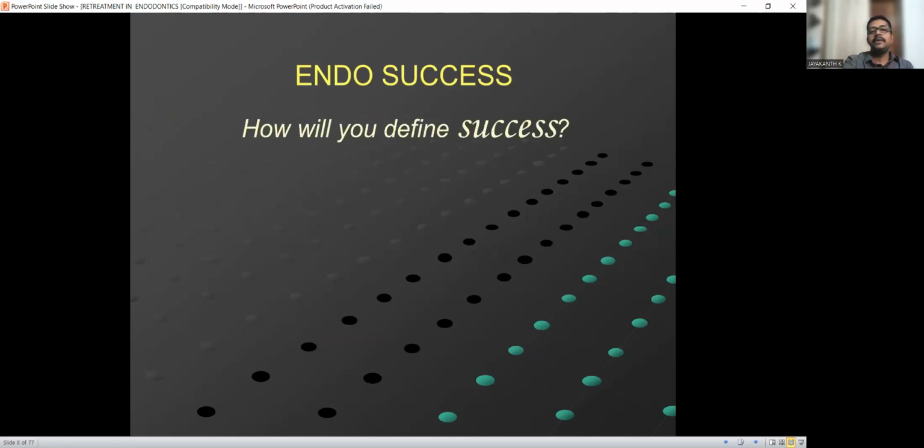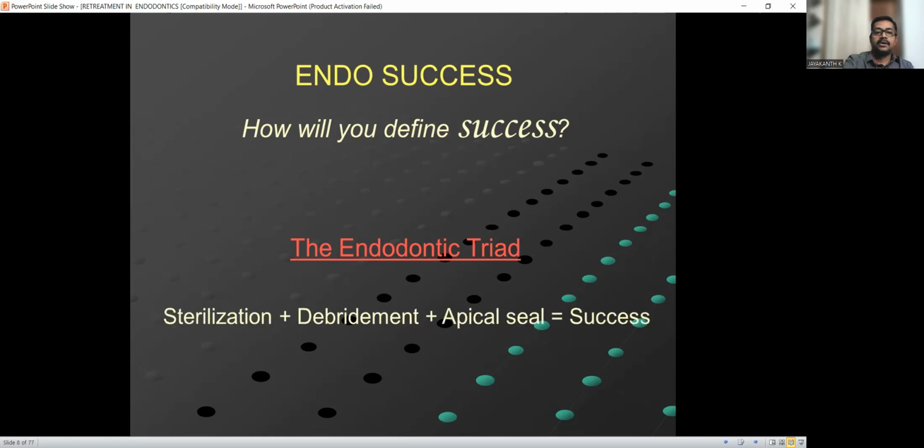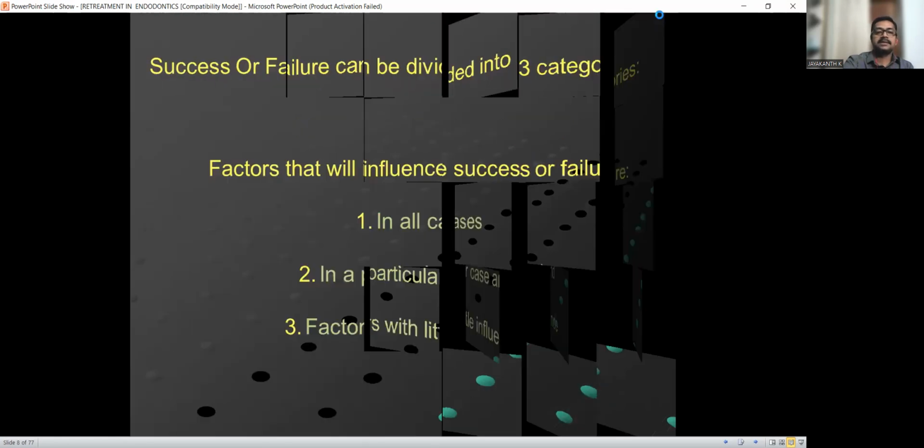So how will you define endodontic success? What are the factors to be counted to call a case a successful endodontically treated tooth? Coming to the endodontic triad, it is given as sterilization plus debridement plus apical seal, which leads to success. These three together constitute the success.